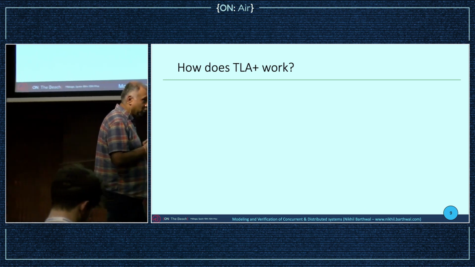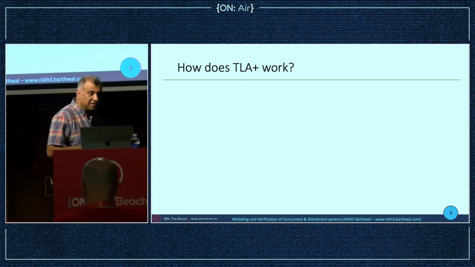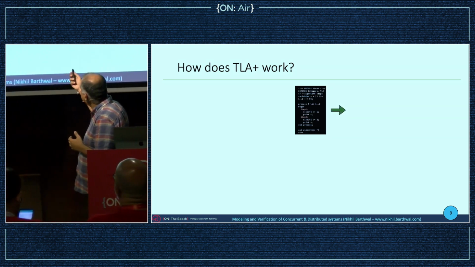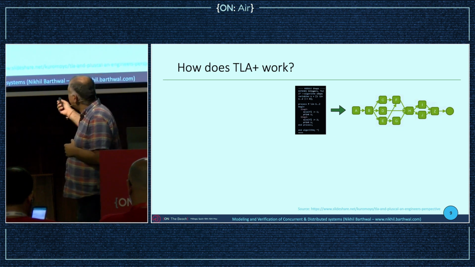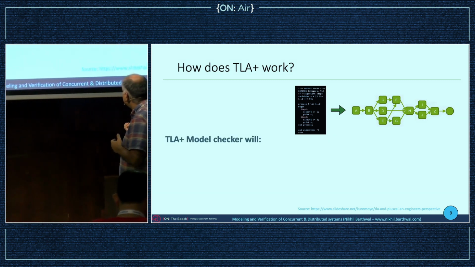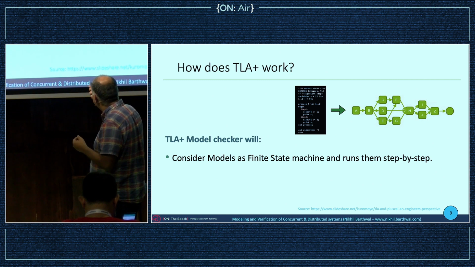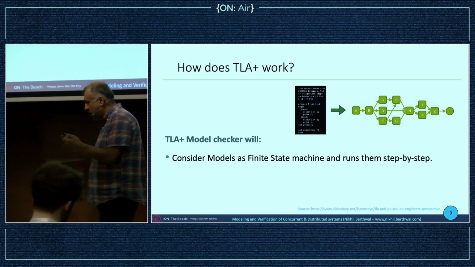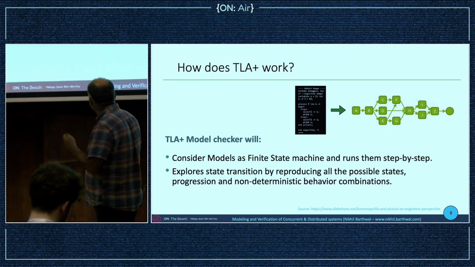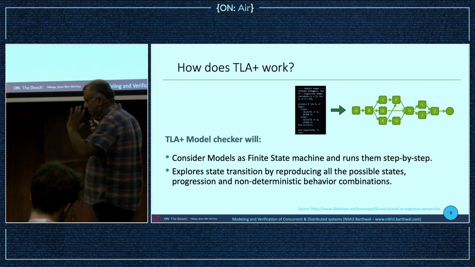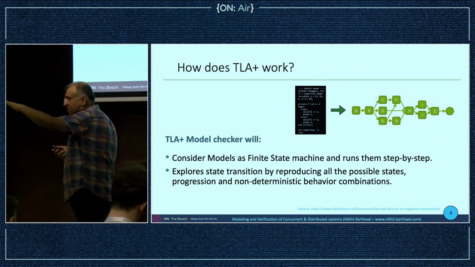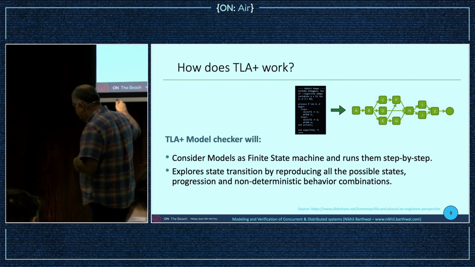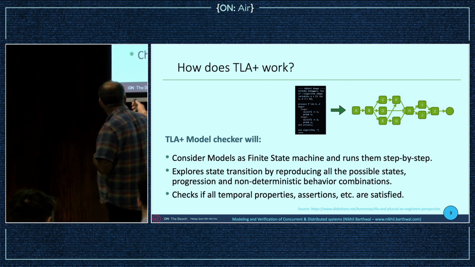So how does TLA+ work? This is a sample code, and it gets translated into a state machine. The TLA model checker then runs the state machine step by step. It runs them in parallel because it has to model multiple threads running. It explores the transitions across all possible states. This is where all the border and edge cases I'm talking about are checked, including non-deterministic behavior combinations, which I'll cover also.